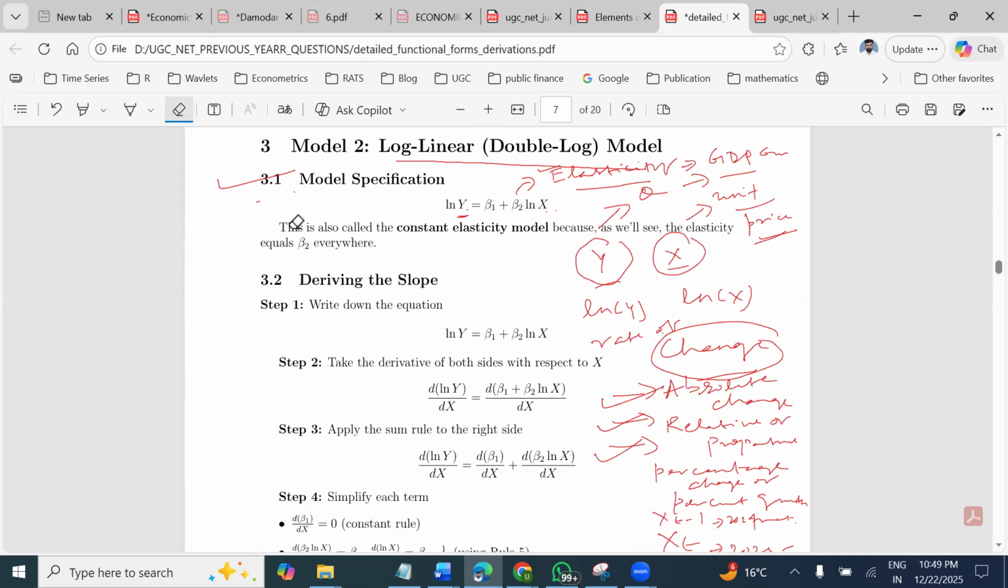How will you interpret the elasticity? Just now I told, no? The percentage change in y, change in x, sorry, x, sir. Percentage change in x associated. So basically beta 2 is giving the percentage change in y for a given percentage change in x. Isn't it? dy upon dx.